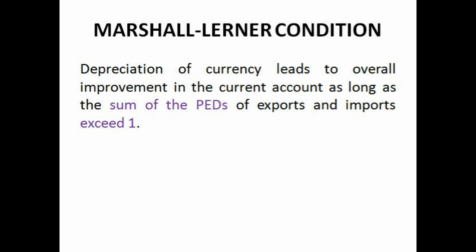Now we're going to look at the Marshall-Lerner condition. Obviously Marshall is Alfred Marshall. He was one of the first people that really implemented mathematics into economics. So if you're doing econometrics and you hate it, blame him.